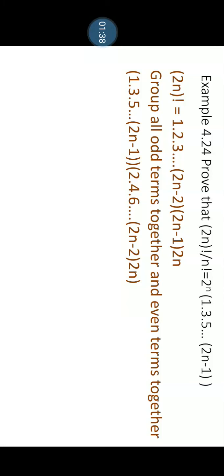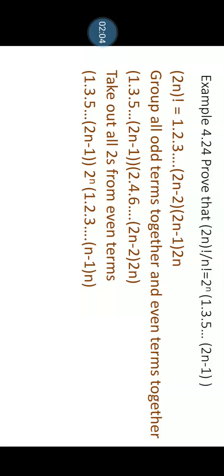Now the first part is the right hand side. The next one is 2 into 4 into 6 up to 2n. This one you have to get as 2^n. So the product is 2 into 4 into 6 up to 2n. You have 2, n times, so you are taking out 2, n times. So it is going to be 2^n. So you get 2^n into 1 into 2 into 3 up to n minus 1 into n.